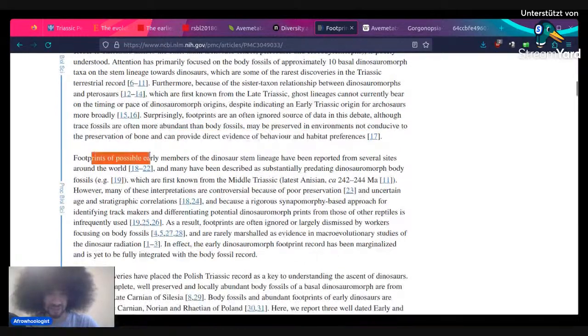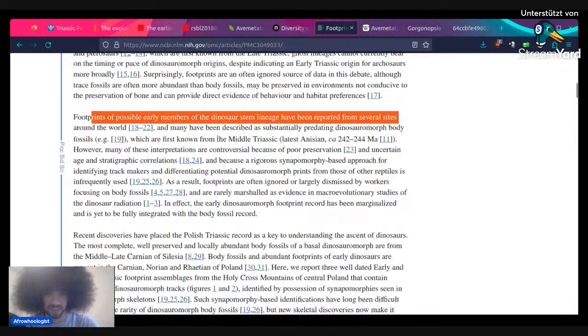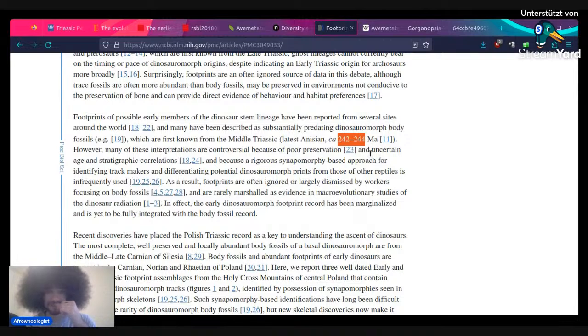So they say the footprints of possible Aryan members are reported from several sites around the world, and have been described as substantially predating dinosaur morph body fossils, which are first known from the Middle Triassic. So 242 to 244 million years ago. So when they say first known from the Middle Triassic, this is the Ancylosaurus, the derived specialized Ancylosaurus.